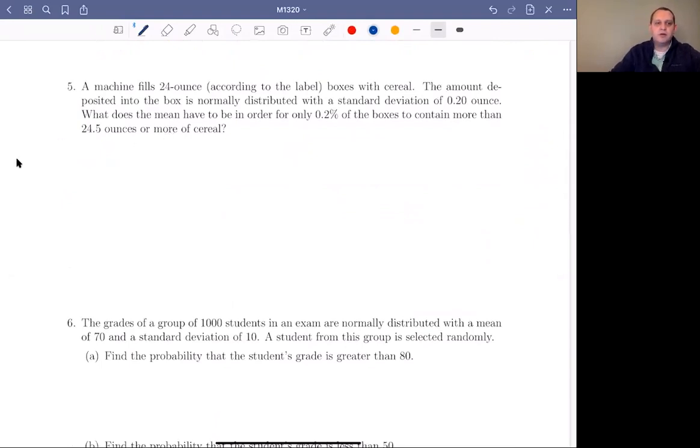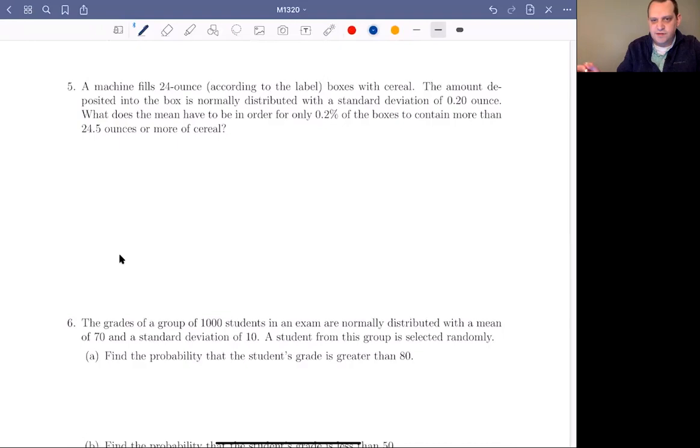Before, what we wanted to know is what did we have to set our machine at so that most of the boxes had at least 24 ounces? Here we want to know, how do we have to calibrate the machine so that most of the boxes don't contain that much cereal? Okay, so it's a similar question, but kind of the opposite end of the coin here. And so what we're going to do is a very similar calculation.